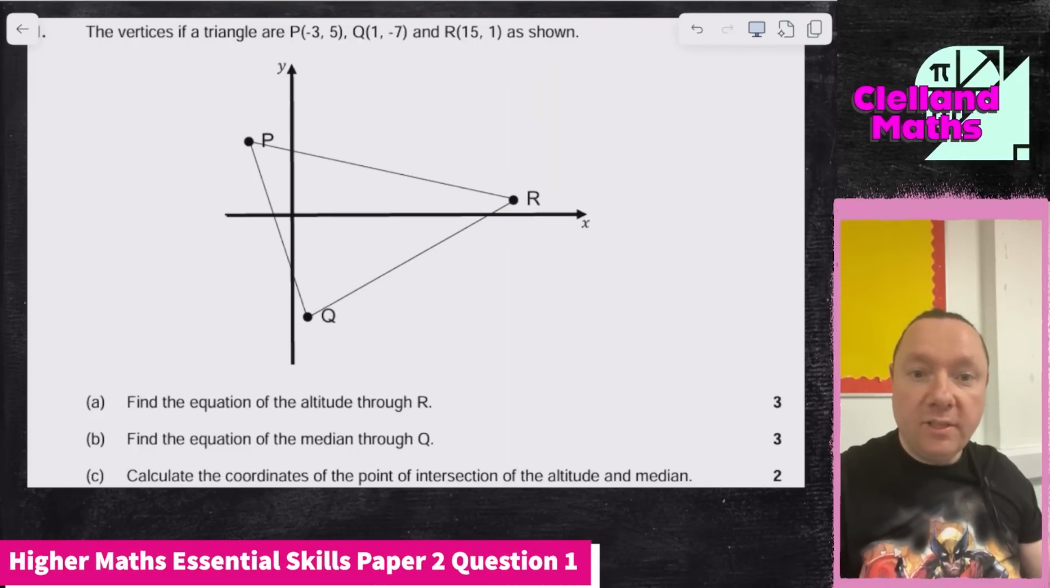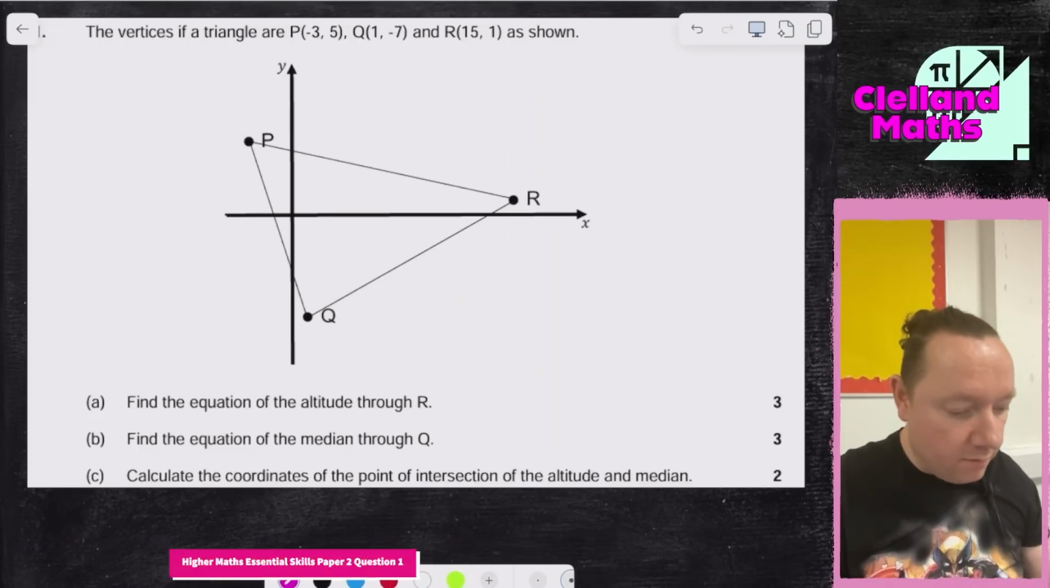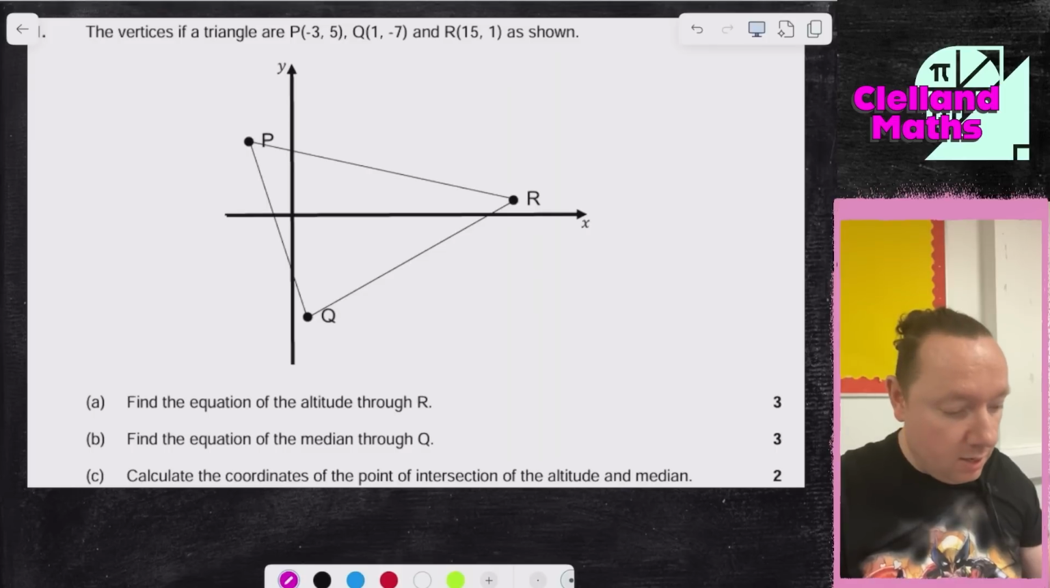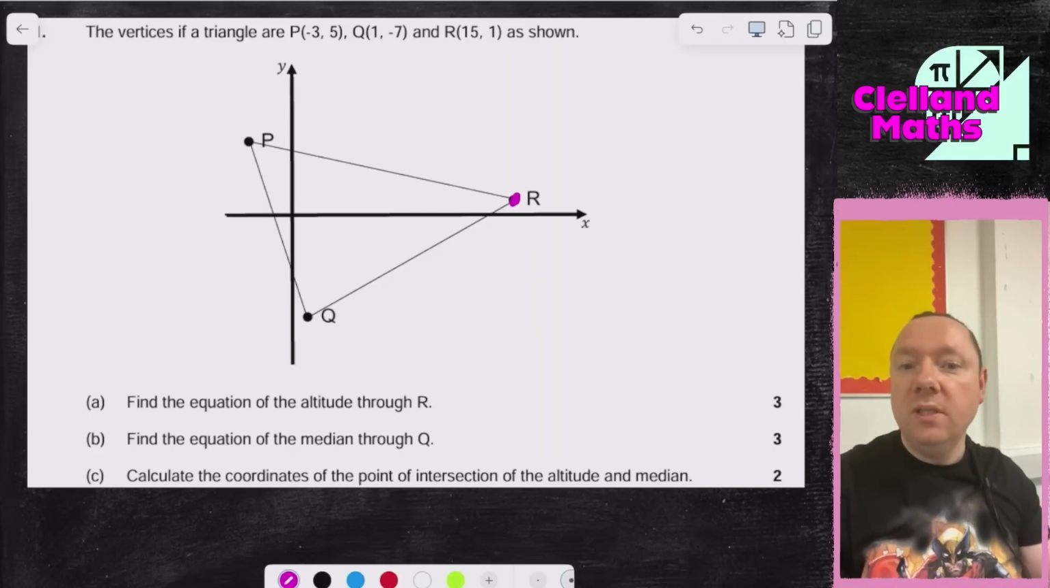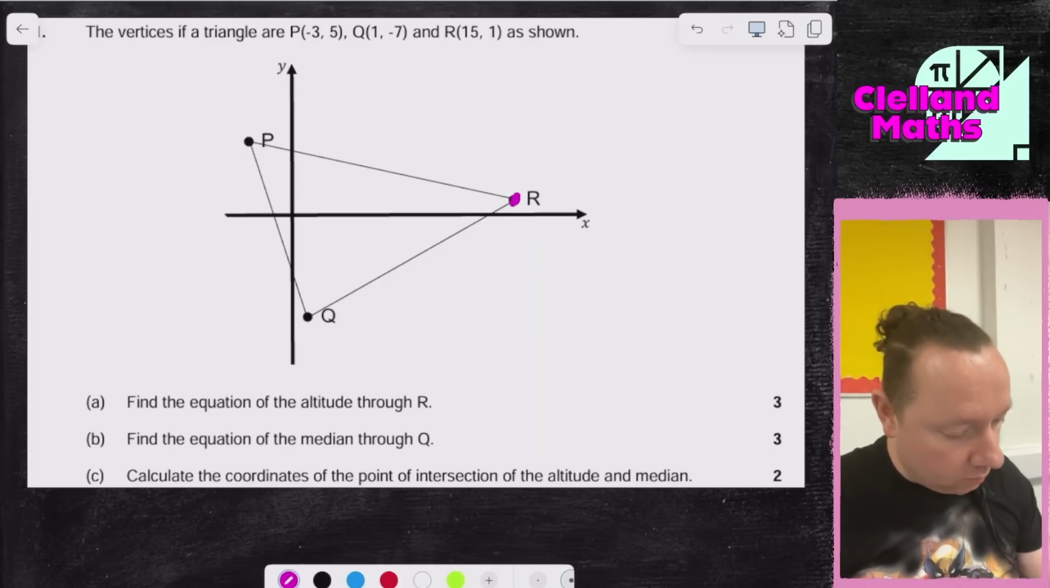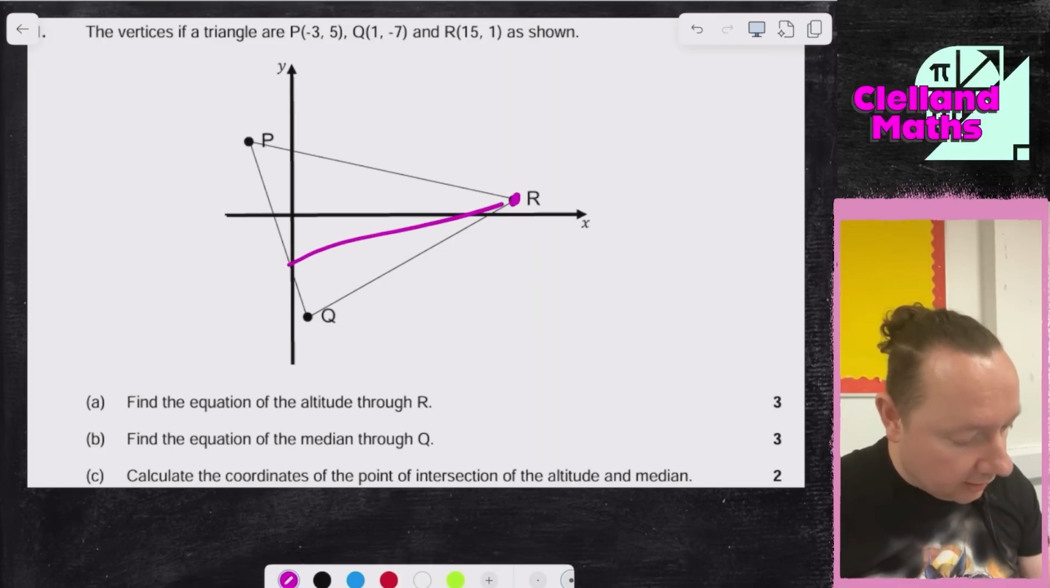SQA Higher Maths 2025 Essential Skills Paper 2, Question 1. The vertices of a triangle are P, Q and R as shown: P(-3, 5), Q(1, -7) and R(15, 1). Find the equation of the altitude through R. So there's R here. An altitude meets the opposite line at right angles. So we're looking for a line that cuts this at right angles. I'll just draw that to show you.